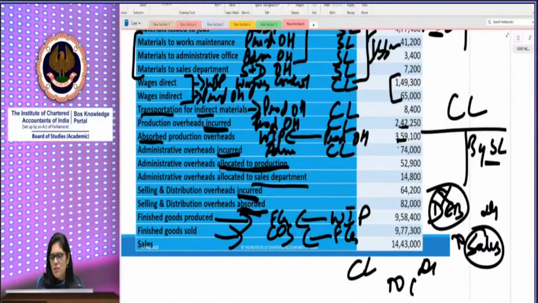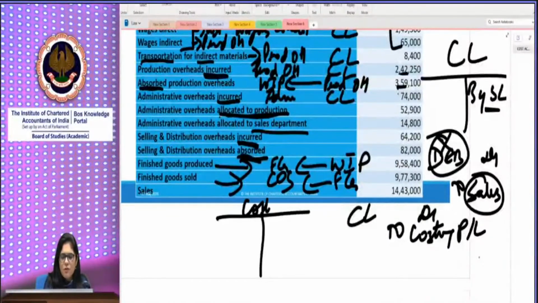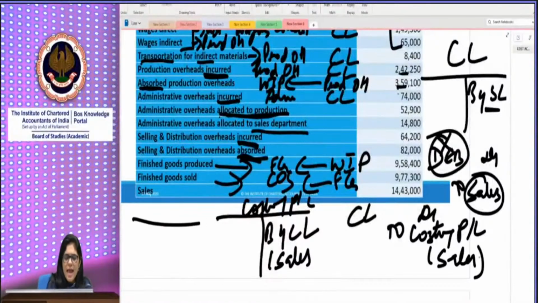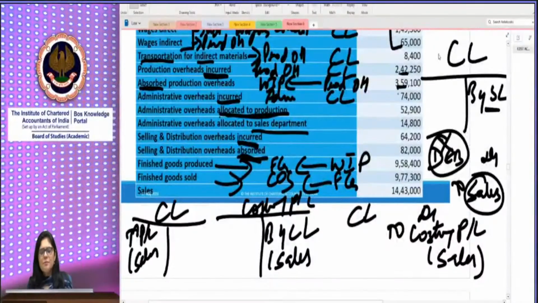Again, in place of sales we should use costing profit or loss account. Have we made any sales account? No. So in place of sales, costing profit or loss account. So it will be by CL account for sales, right? It will be to costing profit or loss account, and in brackets you write sales. So this should be the entry.